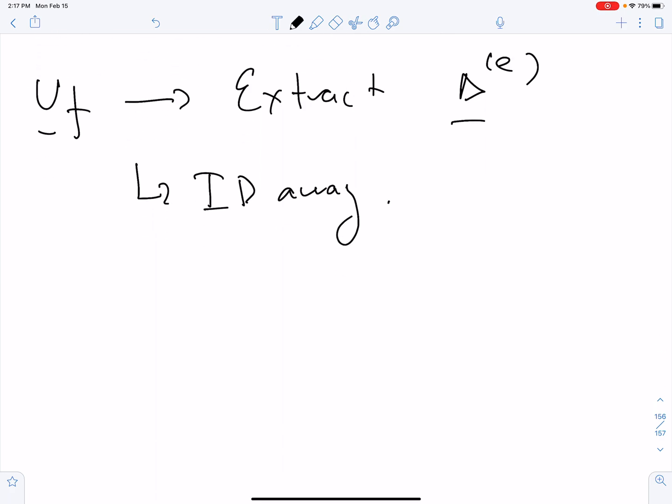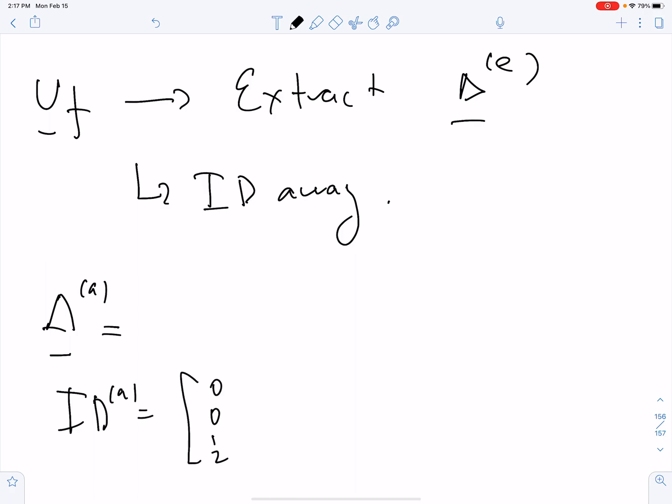Okay? So let's look at element A. Delta A equals... what was our ID for A? 0, 0, 1, 2. So when you populate delta sub A, you know the first two are restrained, so nothing there. This has to be U1, this has to be U2, according to the ID.